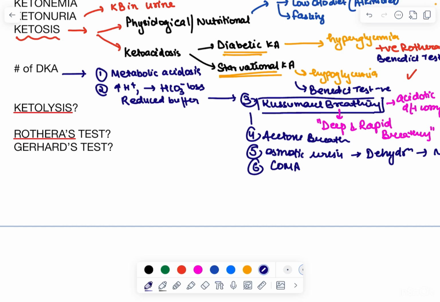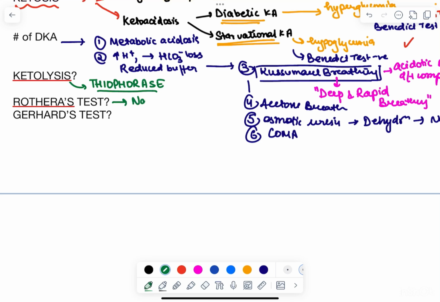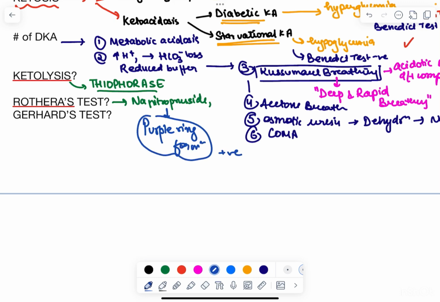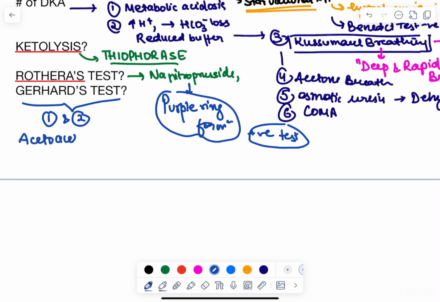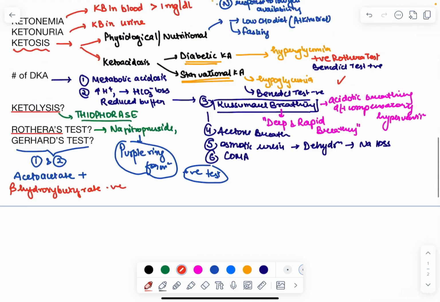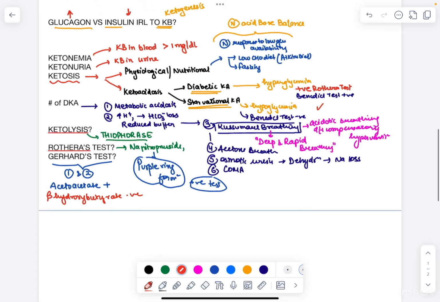For the breakdown, you just need to remember that there is an enzyme, thiophorase. Then Rothera's test: you use sodium nitroprusside and you get purple ring formation, which is the positive test indicator. Now there is also the Gerhardt test. For both these tests, just know that they will be positive for acetoacetate, but beta hydroxybutyrate will be negative.